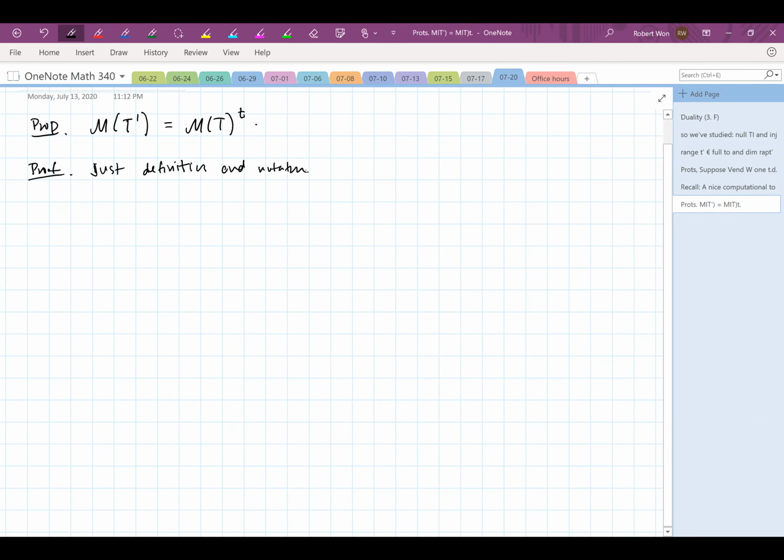Okay, but let's at least discuss it a little bit. It's not like a particularly fun proof, but I guess I should do it for you. So let's get some notation. Let A be the matrix of T, and let C be the matrix of the dual, written with respect to these bases.